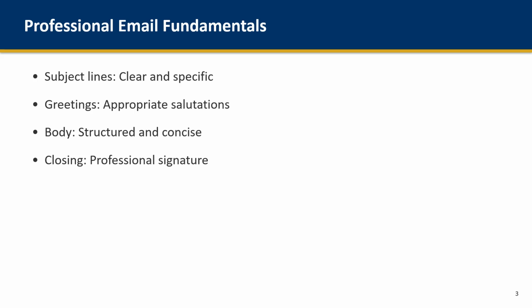Instead of "question," write "question about assignment deadline for PUBH 601." Instead of "meeting," write "meeting request, dissertation chapter feedback." Clear subjects help recipients prioritize and find your email later. Appropriate salutations set the right tone.